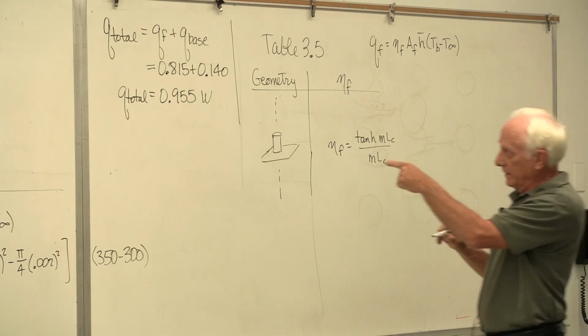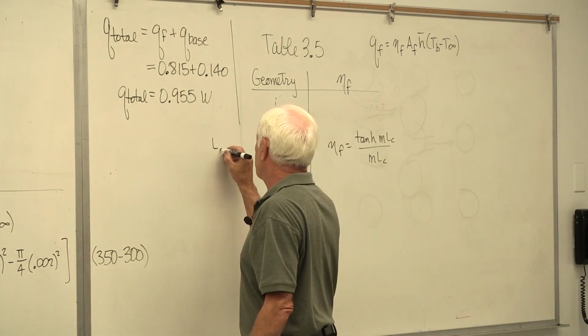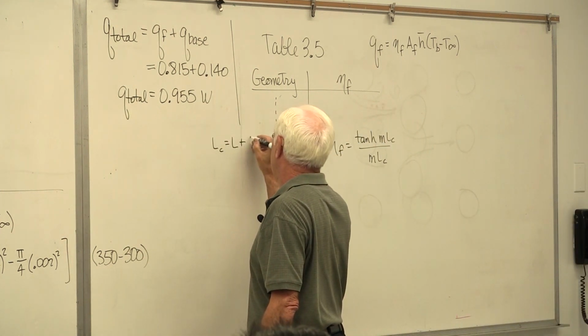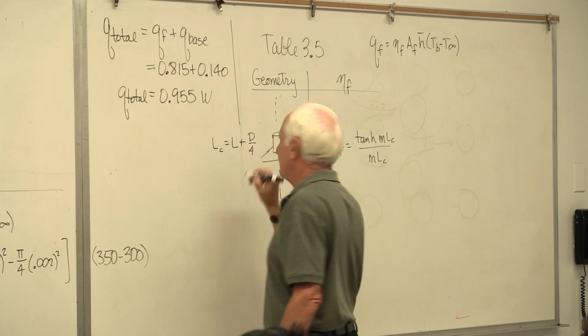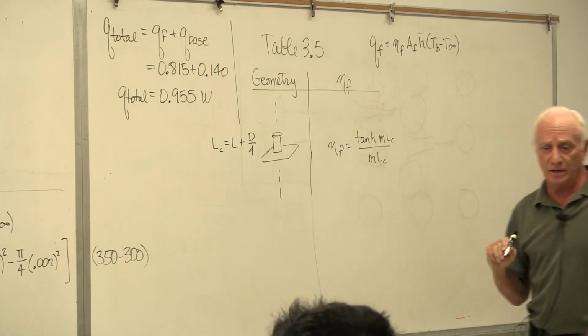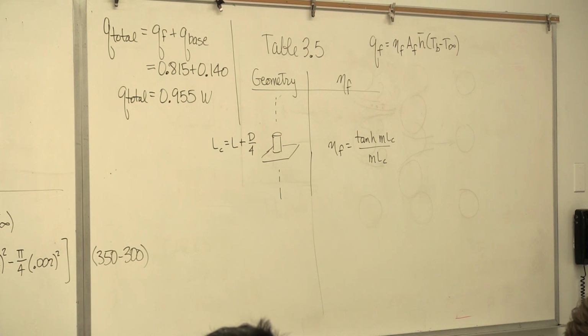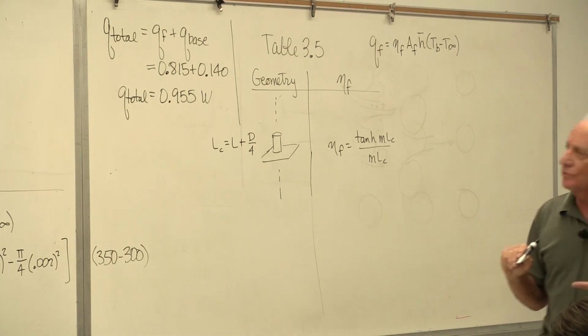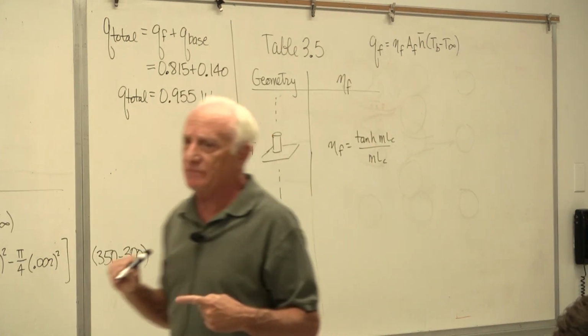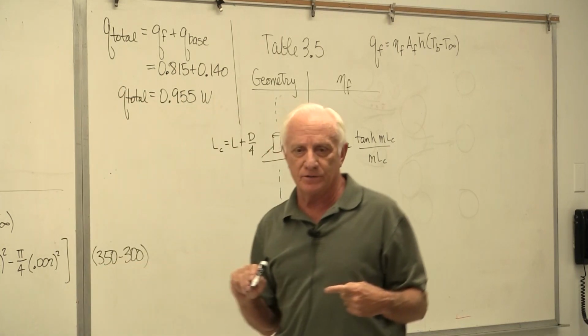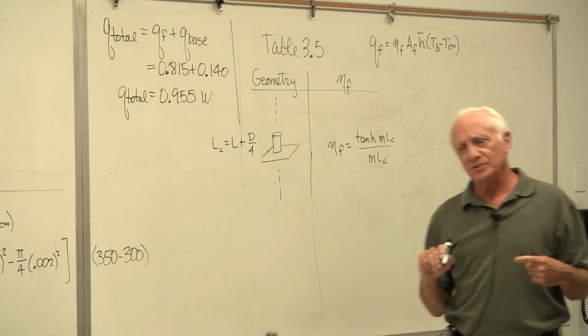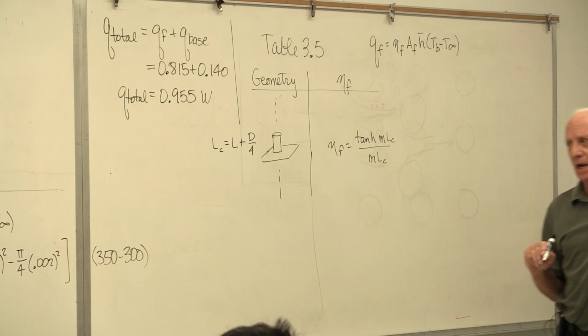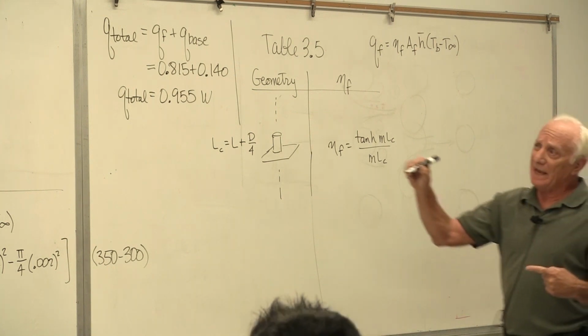In the picture here, he tells you L sub C equals L plus D over 4. He tells you what L sub C is in table 3.5. So it's equal to 12 millimeters plus 2 divided by 4, 12.5 millimeters. L sub C. What's L sub C? The corrected fin length. What's A sub C?